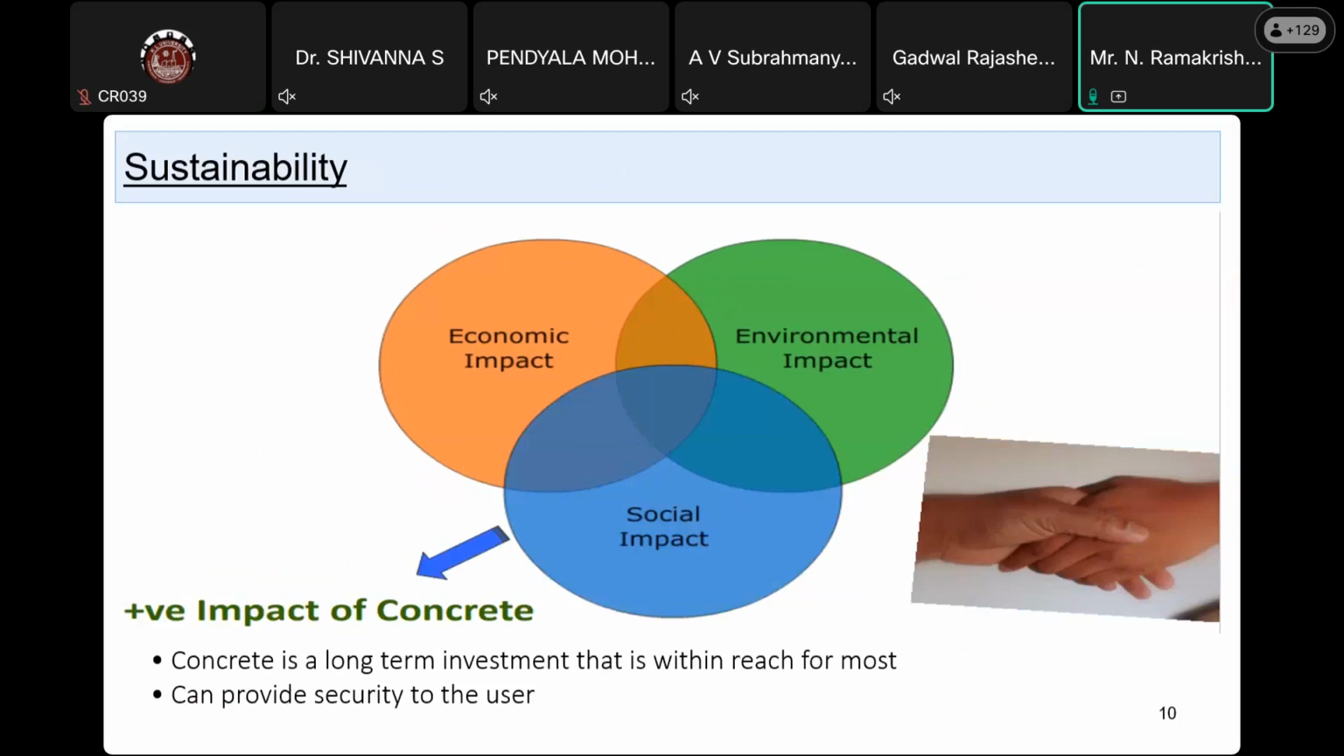Now we talk about the positive impact of concrete. It is a long-term investment which is accessible, and with proper material use and proper concreting done there, obviously you'll have a secure feeling. People living there will be feeling secure. So that is one of the points to be discussed.